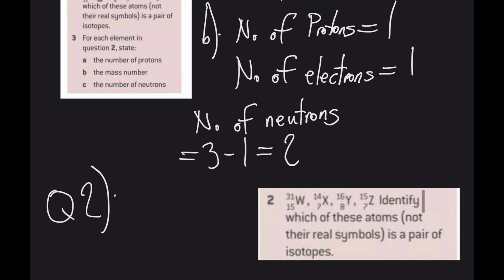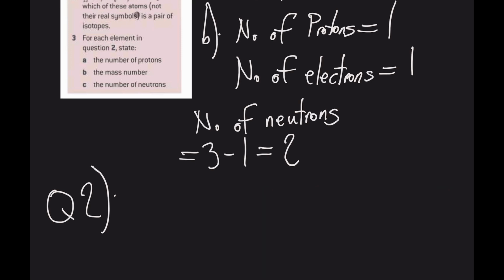So to find the atoms which have the same atomic number, we have to find the atoms which have the same number of protons, which can be shown in these numbers at the bottom, and that would be X and Z. So X and Z are a pair of isotopes. And obviously they have different mass numbers, i.e. different numbers of neutrons, and that's another condition for them to be isotopes.